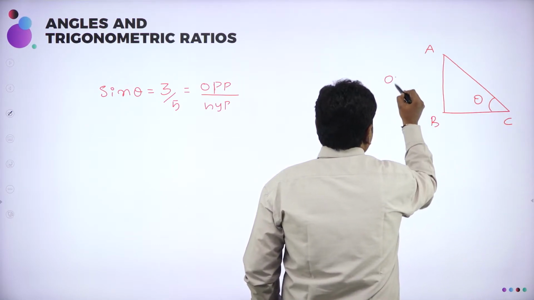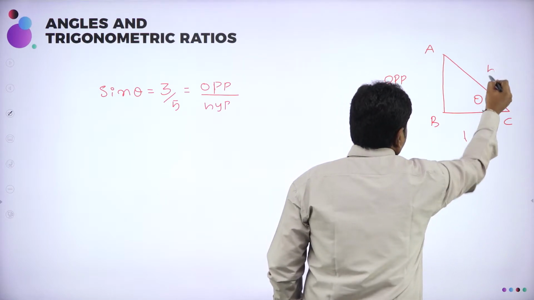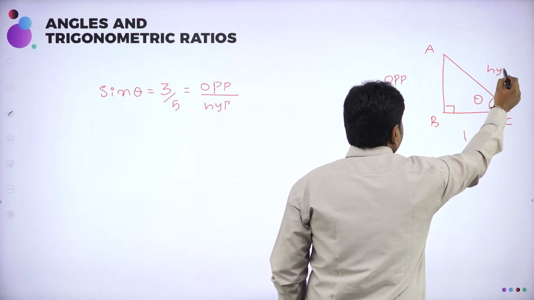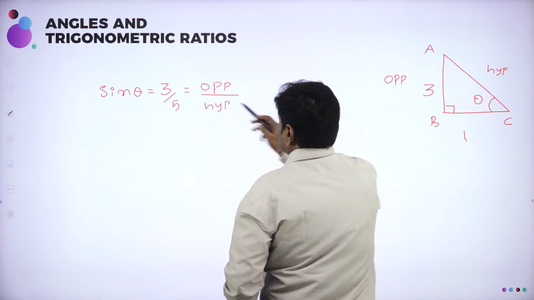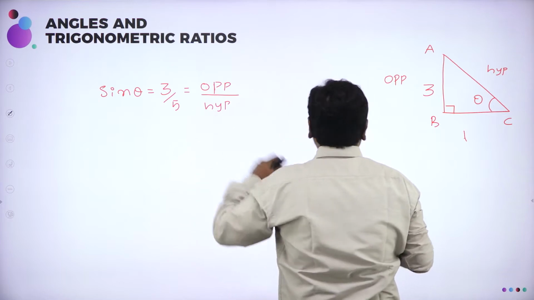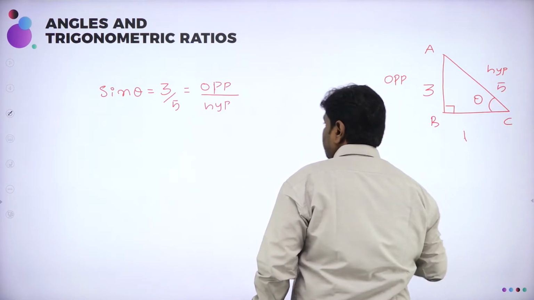So this AB is what? AB is the opposite side, and this is adjacent, and this is the hypotenuse. Opposite to 90 degrees is the hypotenuse. So they give this theta, opposite side, in the place of opposite we have 3. In the place of hypotenuse we have 5, and this is adjacent. So 3, 5, the missing number will be 4.